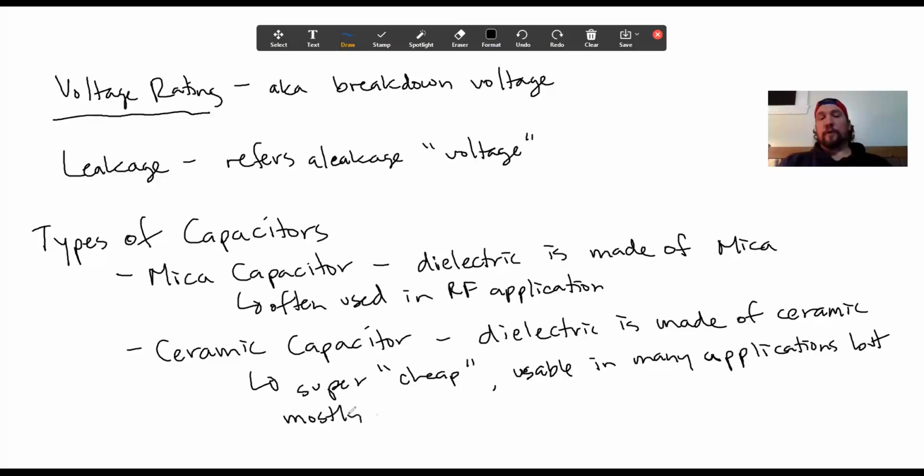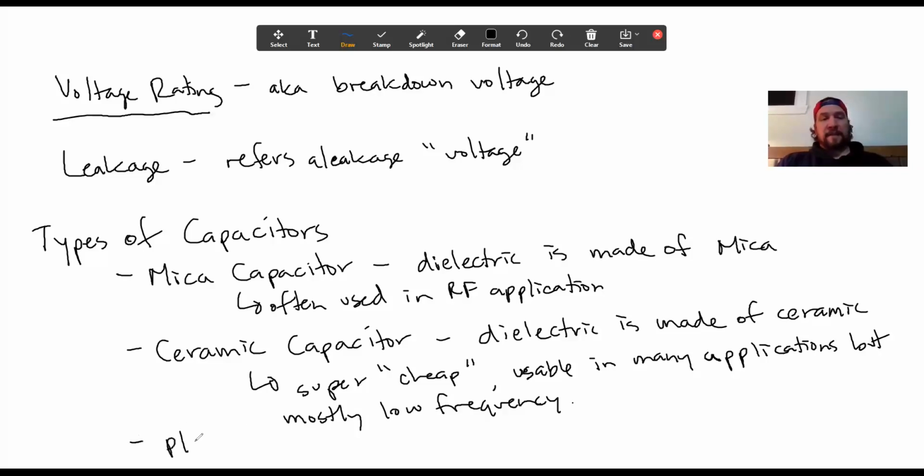Mostly low frequency. Now, we're not going to go into frequency and all this stuff this semester. That's for AC circuits next semester. But just know that RF applications means very high frequency. So that's why you need the mica capacitor. A ceramic capacitor is really only good at lower frequencies. But they're super cheap. They're easy to use. It doesn't matter which way you put them in, just like a resistor.